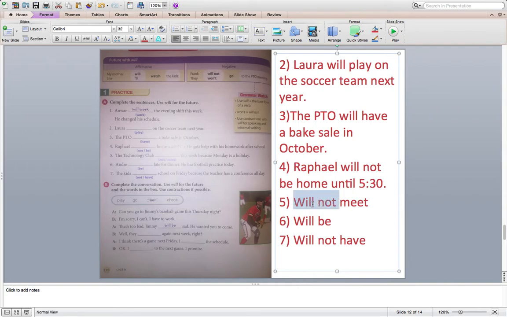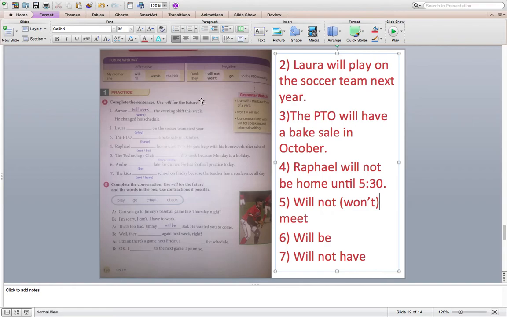And remember, every time you have will not, you can actually change that to won't. So for all those that are negative, like for number 4, instead of saying Raphael will not be home, you can say Raphael won't be home until 5:30. Same with number 5. The technology club will not meet this week. You can say the technology club won't meet this week. And same with number 7. The kids will not have school on Friday. You can say the kids won't have school on Friday.